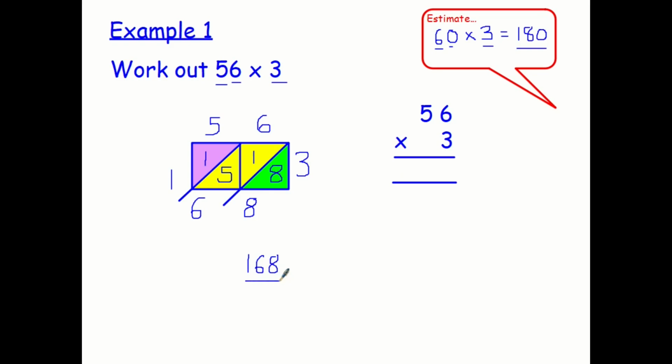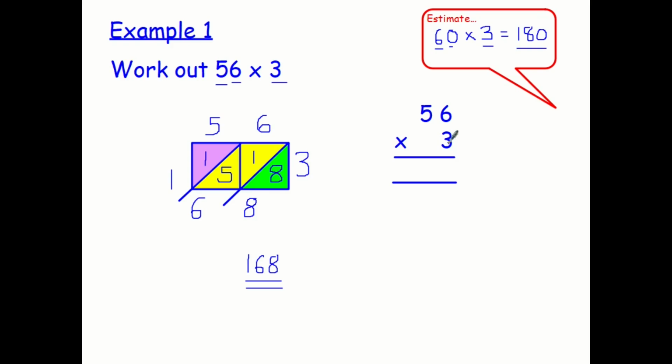So this looks to me absolutely fine to be my final answer. The estimate really becomes important, especially when you're dealing with decimals. At the moment, we've just got a whole number here, 56 multiplied by 3, but this really becomes useful when we're doing decimals. So let's have a look at the column method now.